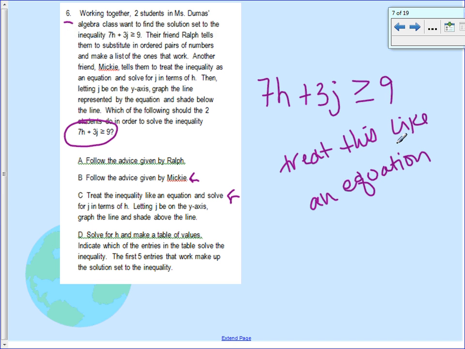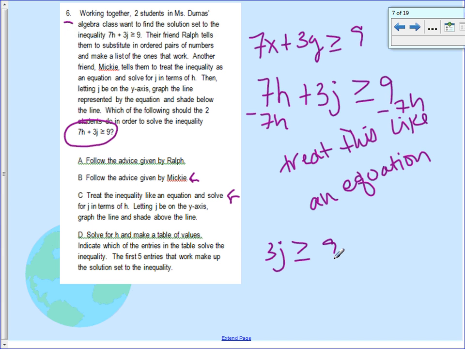Does that make sense? So if I treat this like an equation and I solve for j, because it's pretty much written as 7x plus 3y greater than or equal to 9. They just use different variables there. So I'm going to subtract 7h on both sides. Then I have 3j is greater than or equal to 9 minus 7h. Then I have to do what to get j by itself? Divide by 3 on both sides. So then I have j is greater than or equal to 3 minus 7h/3.